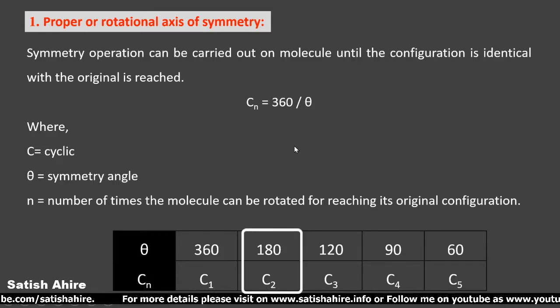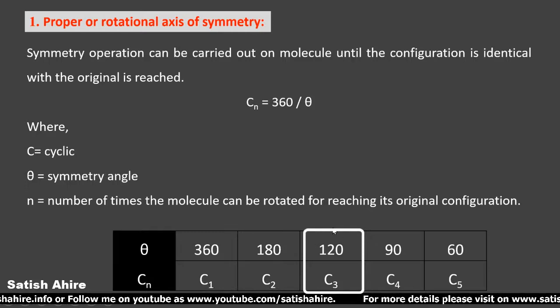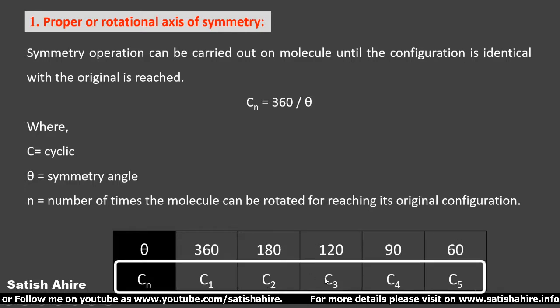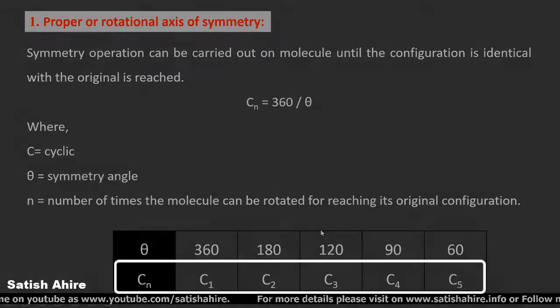If any molecule is rotated by an angle of 180 degrees, then the formula becomes Cn equals 360 divided by 180. It gives the value 2. Therefore, I write here C2. Similarly, for 120 degrees, 90 degrees and 60 degrees, these are the symbols that are used to indicate such types of rotations.